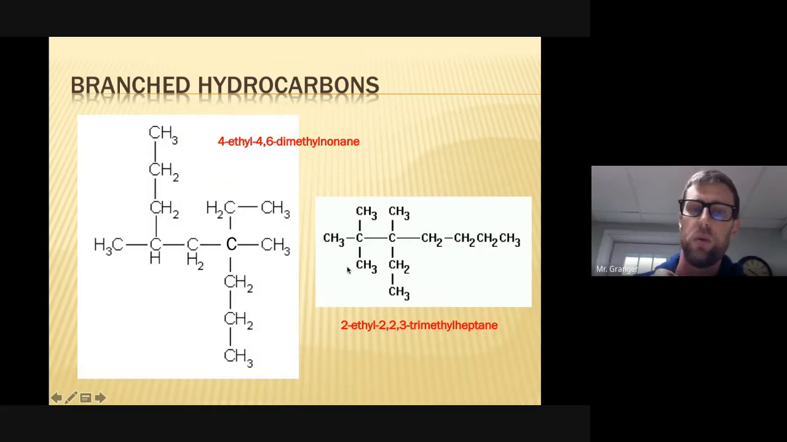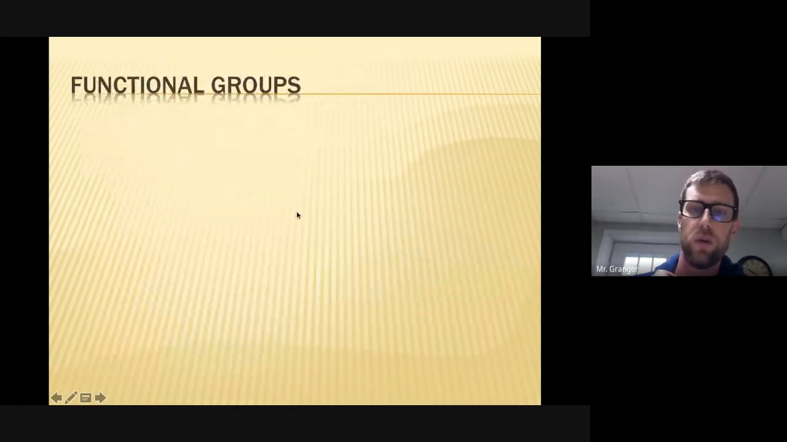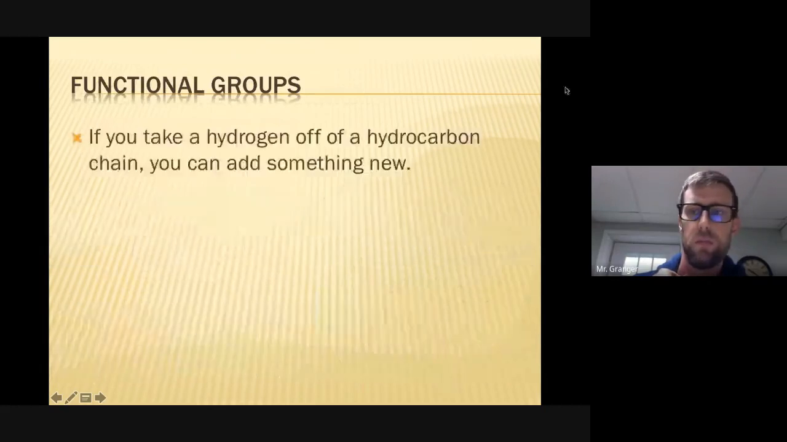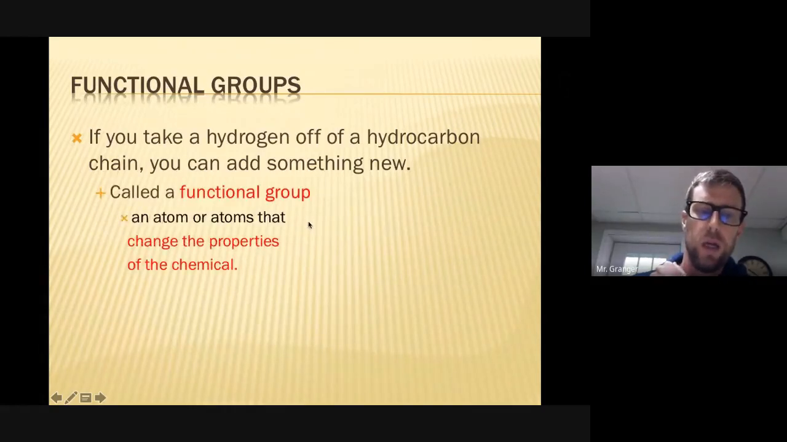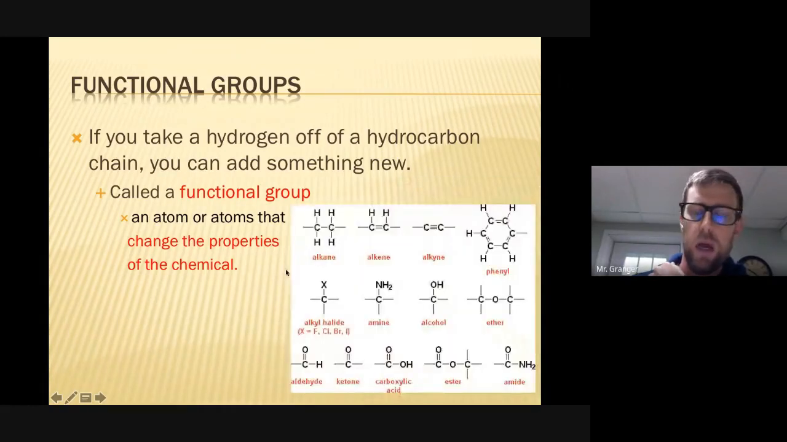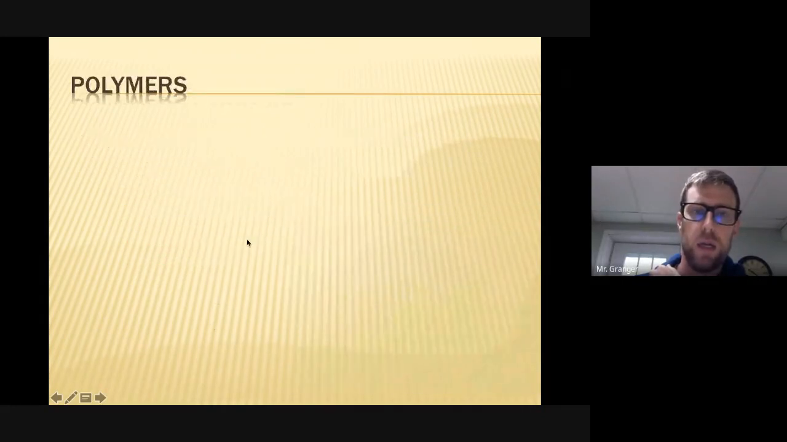All right, let's move on to functional groups. In our functional groups, if you take off a hydrogen off of a hydrocarbon chain, you can add something new called a functional group. It's a group of atoms or a single atom to change the properties of the chemical. So here is a list of the functional groups, and you can pause the video and read through these as you want to, but we're going to be working with some of these functional groups perhaps on our naming assignment.